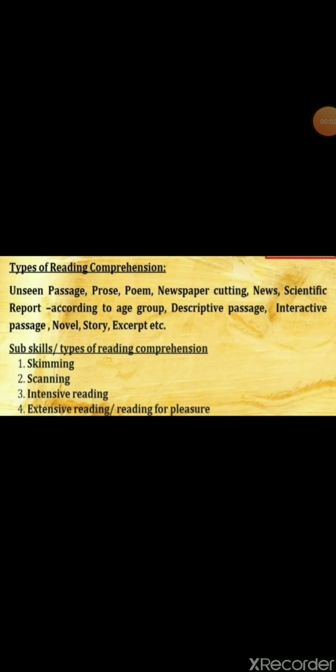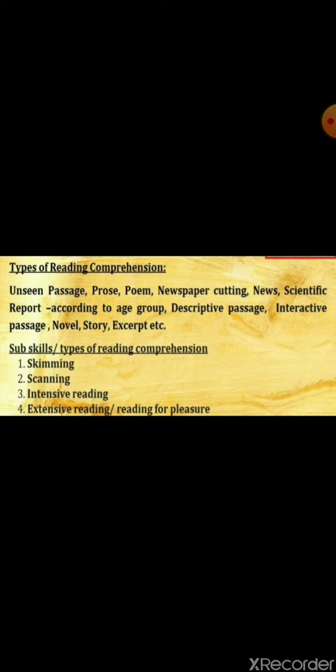Types of reading comprehension: unseen passage, prose, poem, newspaper cutting, news, scientific reports, according to age group, descriptive passage, interactive passage, novel, story, excerpt, etc. Excerpt, again the extract of some novel or some big stories.